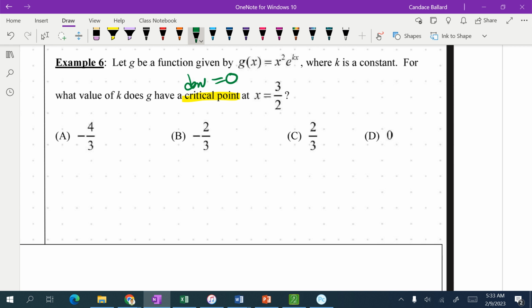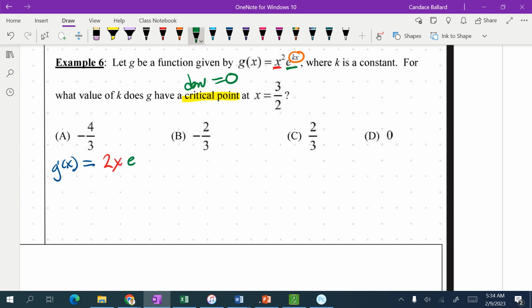Looking at this function here, I've got a lot going on. I have a product rule. So I've got the red, I've got the green. Notice inside the green here, I've got a chain rule going on. Okay, so I've got to deal with that too. All right, so let's start taking our derivative carefully. So g prime of x equals, I'm going to start with the derivative of my red, which is x squared. Sorry, it's not x squared. It's 2x. 2x. And then I leave my green alone.